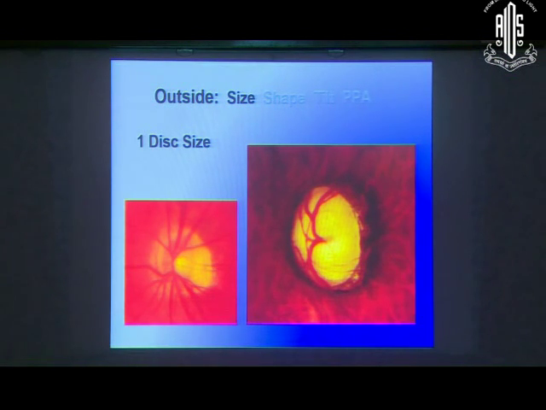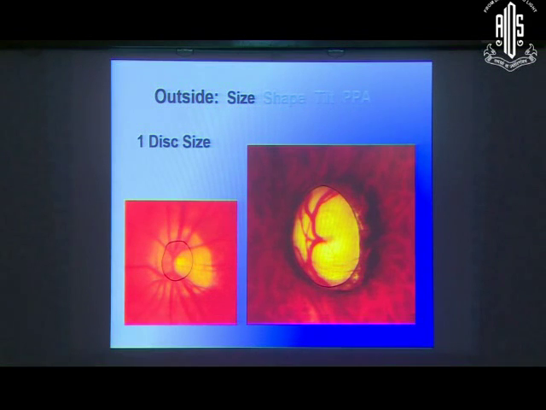So in the outside, there are actually 4 things which are important: size, shape, tilt, and peripapillary atrophy. If you get these things wrong right in the beginning, then you will make mistakes. Most people make mistakes if they don't assess them correctly. So this is actually quite fundamental. As we know, the disc size varies a lot, and you have to interpret the disc in relation to the disc size, like the disc cup ratio.